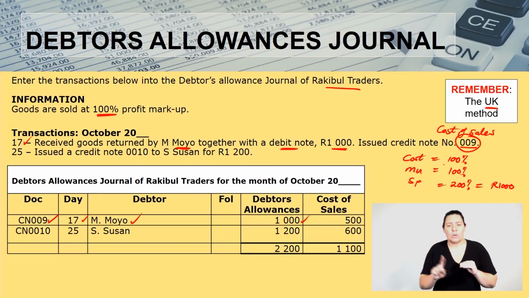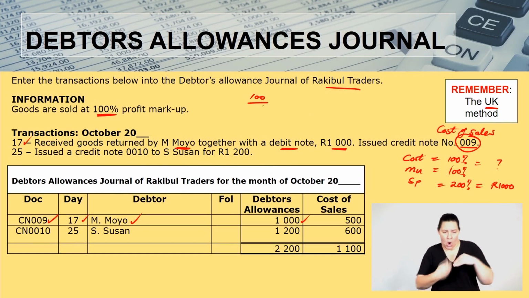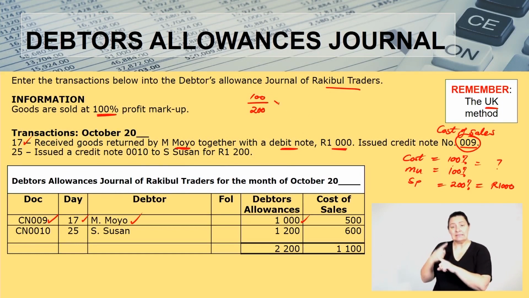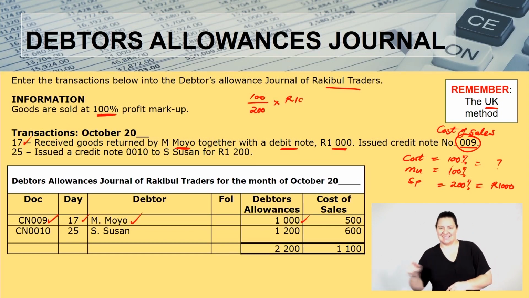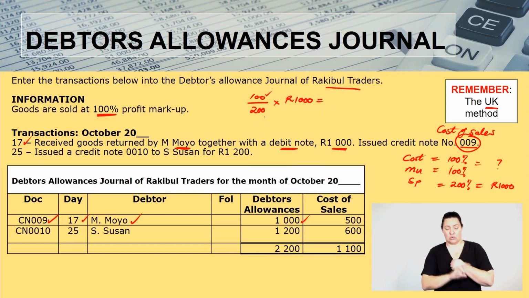So what is it that I want? I want the cost, which is your 100 here. So I'll come here. Whenever I want something, I put it on top. And then I say, what do I have? I have 200. Then I multiply it by what I have in rands now. And then quickly punch that in your calculator. You are now saying 100 over 200, multiply that by 1,000. Tell me how much do you see on your calculator. You should get an amount, which is 500. That is how we get this cost of sales of 500.